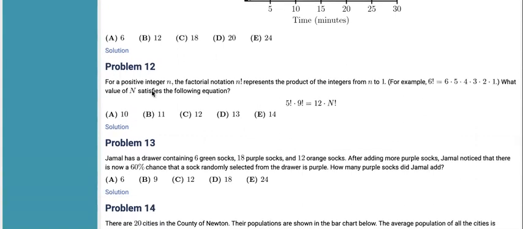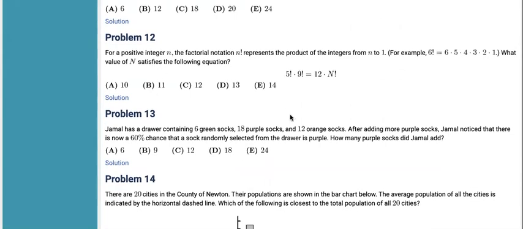Okay, problem 12. For a positive integer n, n factorial represents the product of the integers from n to 1. For example, what value of n satisfies the following equation? Okay, well, this looks like a pain, but it's probably not too hard because n is only strictly increasing. Okay, I'm doing a proof for some reason. I'm not taking the use memo or anything. So this is just like do whatever.